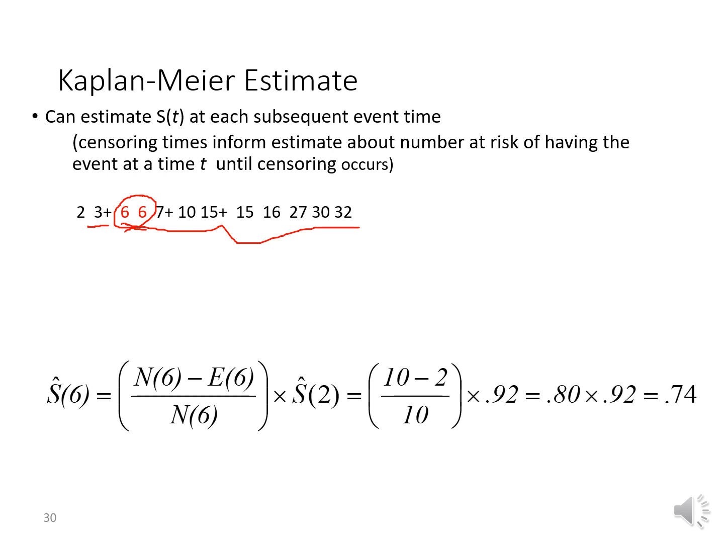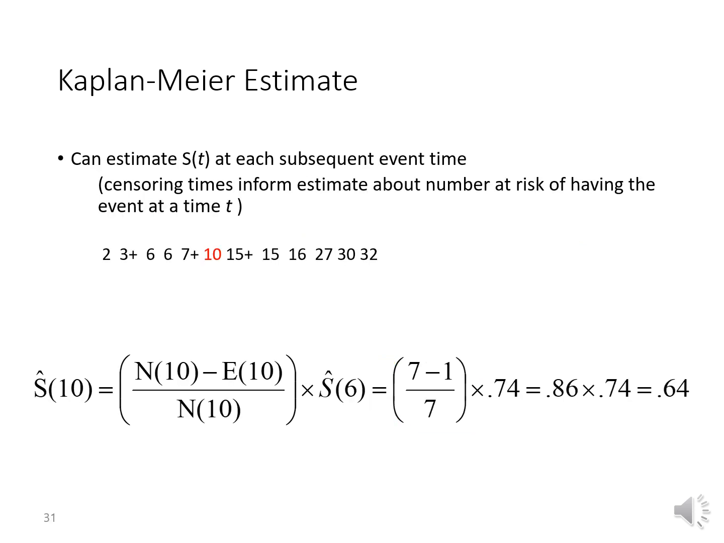And again, if I ask you what's the probability of having the event at month 6, this is 2 out of 10. So this is the probability of having the event, and this is the probability of surviving the event. Okay, so this is another one. Again, after month 6 we have one censored. This censored one's experience was already taken into consideration in the previous probability.